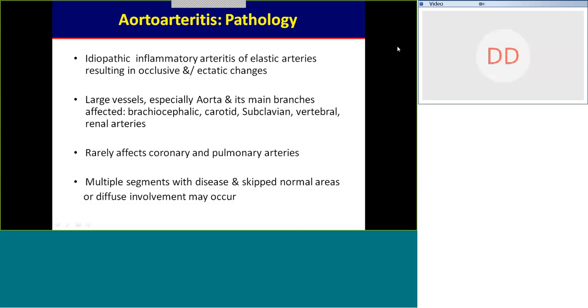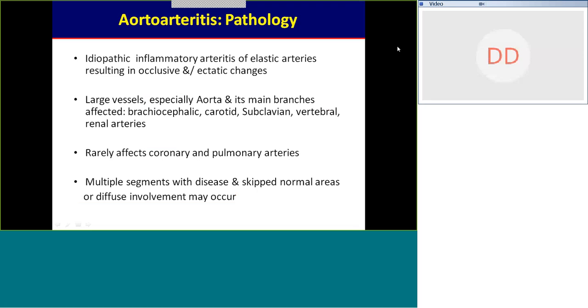It primarily involves the elastic arteries, and as I said, it results in stenosis and sometimes aneurysm and dilatation. Most of the time, the affected arteries would be the subclavian arteries, bilateral, brachiocephalic, carotid, which are the branches of the arch, vertebral, and renal arteries, but it can also involve the aorta itself. It rarely affects coronary and pulmonary arteries, and I will show you a couple of examples of those.